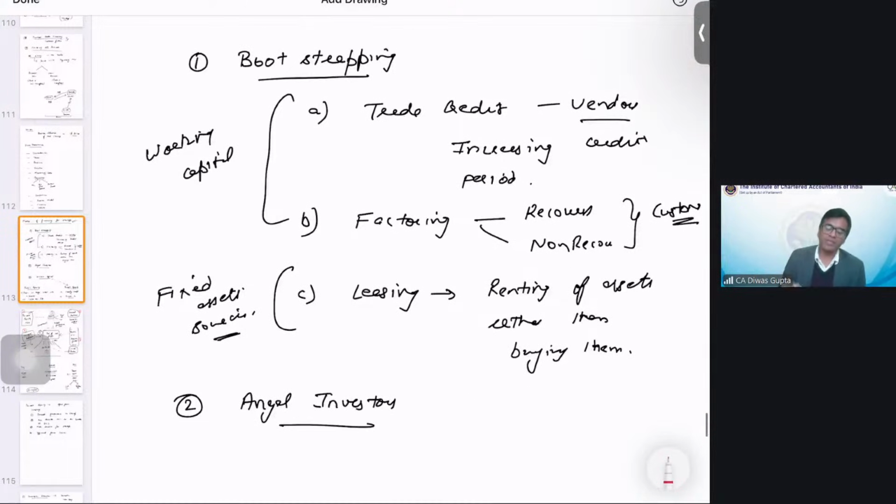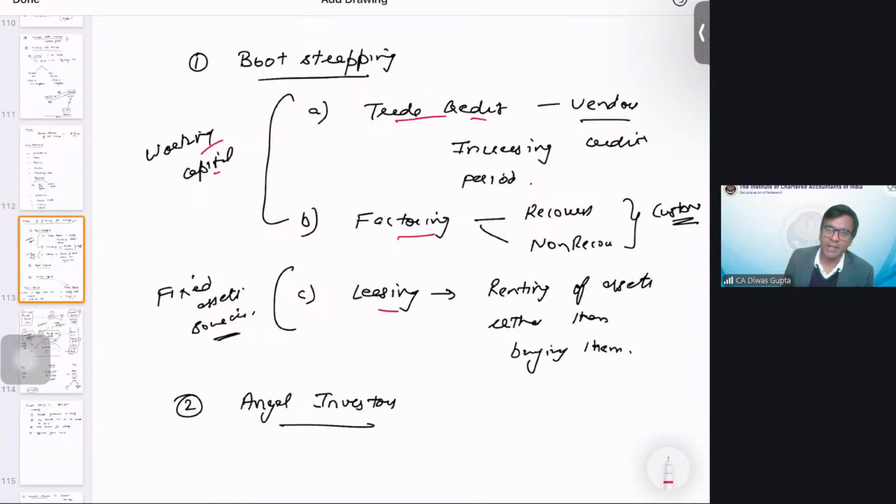So the first one is bootstrapping. Bootstrapping means looking within your company, how can we increase the finance? Starting within what you have, right? So the first one is working capital. For example, trade credit. We can ask vendors to extend trade credit. Similarly, factoring, we can sell our receivables to a third party agency on a recourse or non-recourse basis to realize cash now. And the third one is leasing.